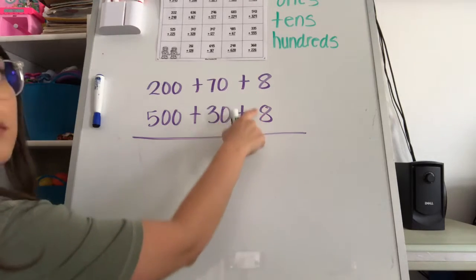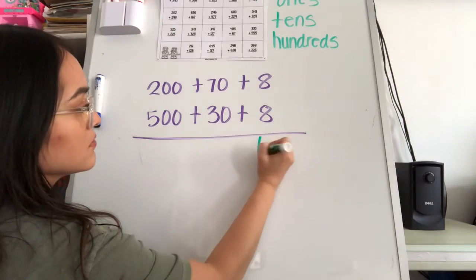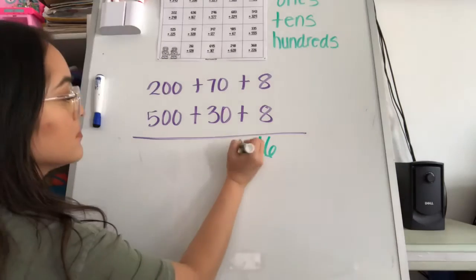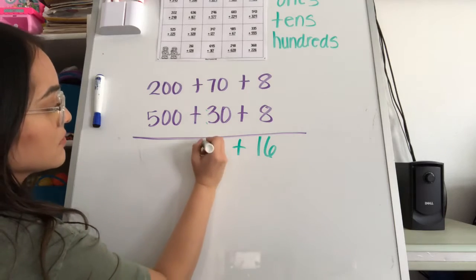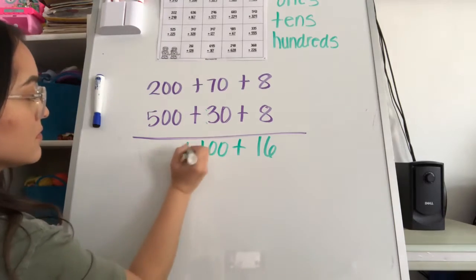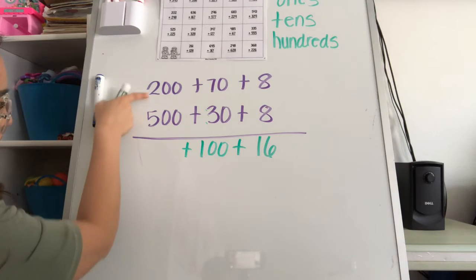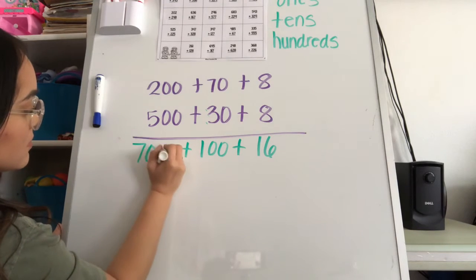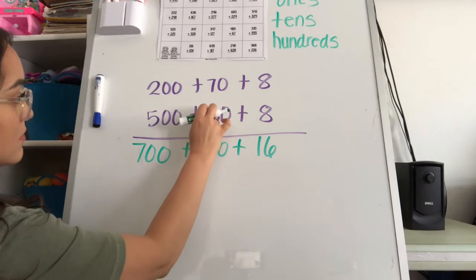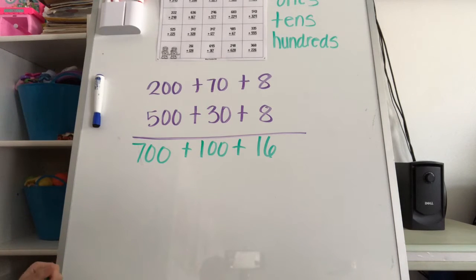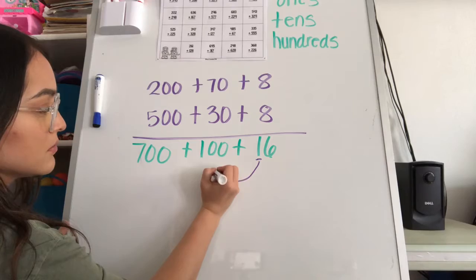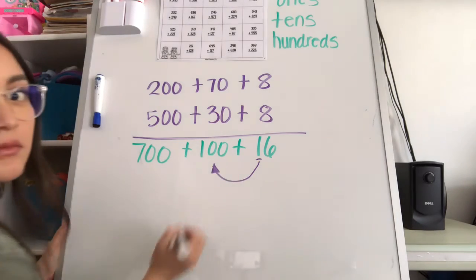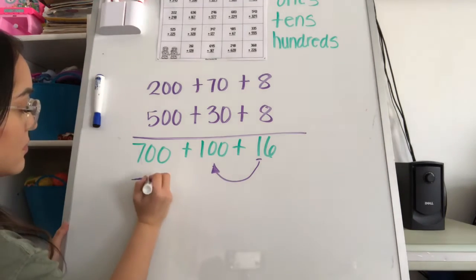So what's 8 ones plus 8 ones? Yep, 16 ones. What is 70 plus 30? 7 tens plus 3 tens is 10 tens. Absolutely. So 70 plus 30 is 100. What about 200 plus 500? Yep, 700. Now, let's go ahead and see how many ones we have. Yep, you're right. We have 16 ones. And we know that 10 ones make a 10. So we're going to go ahead and shift that over to the tens place.